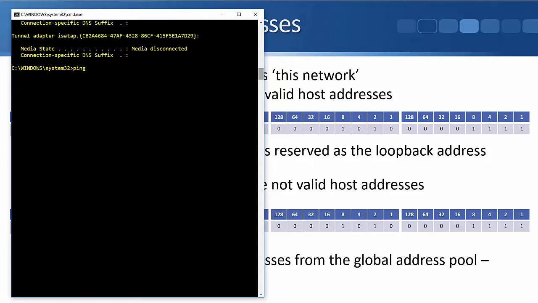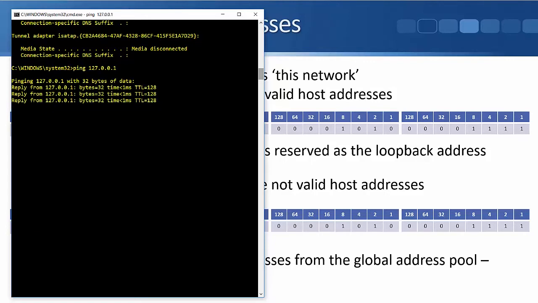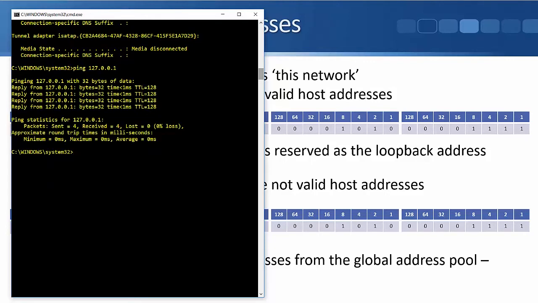So I can ping 127.0.0.1, which is the loopback address, and you see I'm getting a reply, which means it's up. The reason you do this is to test that TCP/IP is working on the local machine.